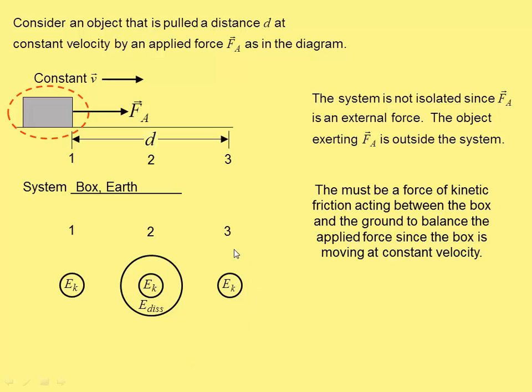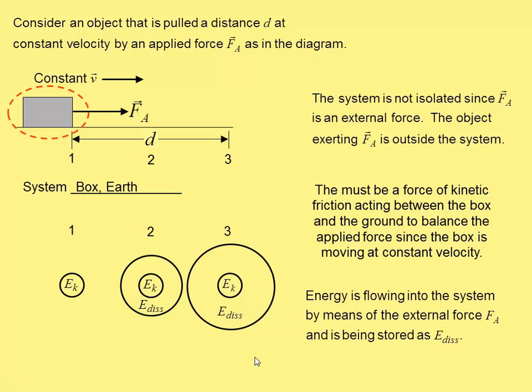And when we get to 3, it will dissipate more energy, so we have an even bigger pie filled with more E dis. So the same amount of EK the whole time, but an increasing amount of E dis. So you can see here that clearly energy is not conserved. The energy is increasing. There's energy being added into the system.